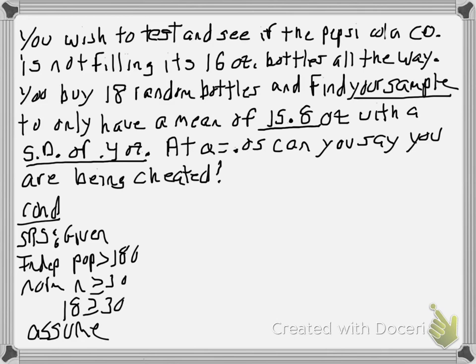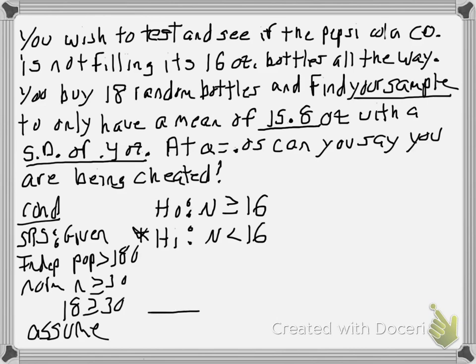Now, what is our null hypothesis? Our null would say that mu is greater than or equal to 16. Our alternative, because we feel that we're being cheated, would say that mu is less than 16. Again, where's the equal? It's always in the H0. What is our claim? Well, our claim is H1. We feel that we're being cheated, so we're going to say that that's our claim.